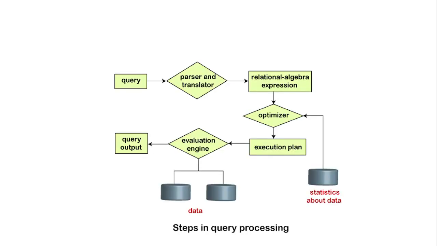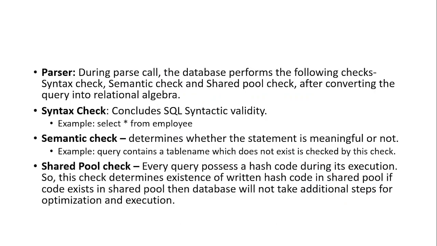Let us see the basic block diagram of query processing. First, we have the query, parser and translator, relational algebra expression, optimizer, execution plan, evaluation engine, and the query output. Let us see them one by one.